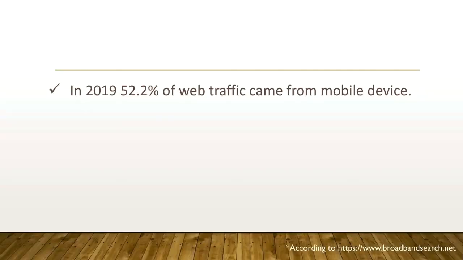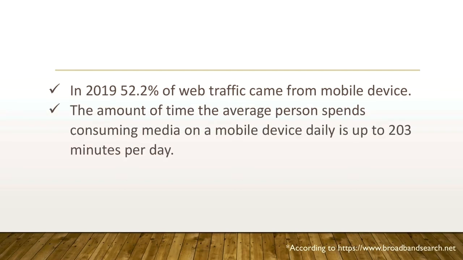In 2019, 52.2% of web traffic came from mobile devices. The amount of time the average person spends consuming media on a public device or on a mobile device, daily, is up to 203 minutes per day. So people are on their mobile devices and they're clicking through, if you're marketing on social media, they're clicking through to your site. It better look nice and it better be easy to use.